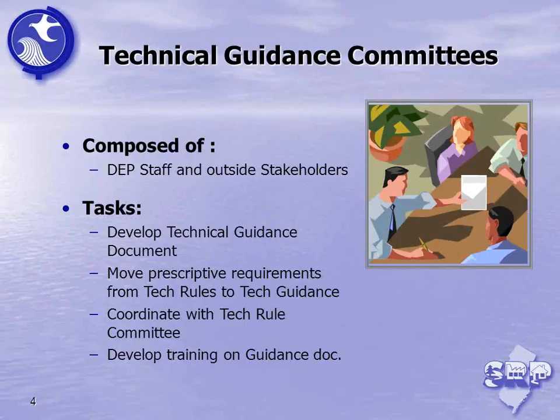So let's talk a little bit about the technical guidance committees. What are those committees composed of? Well, they're composed of 2 to 3 DEP staff and 3 to 7 stakeholders, and that really is dependent upon the topic and how complex that topic is. That really drives the size of the committee and what they need to get done. The members were selected on those committees to represent a balance of technical expertise, regulatory knowledge, and also practical application. And I think that really has come through in the work of the committees.